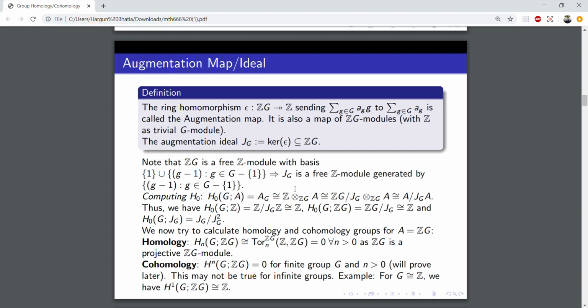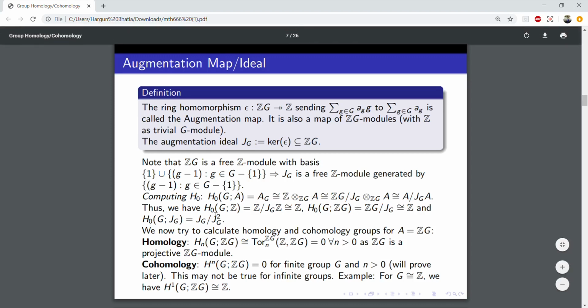Okay, so with this, let's try to compute some homology groups, the zeroth homology in particular. The zeroth homology of G with coefficients in A is just the co-invariants, which we have shown is isomorphic to Z tensored with A. Notice that this augmentation map is surjective. So Z is isomorphic to ZG modulo the kernel, which is this augmentation ideal. So you can write Z as ZG mod JG, tensored with A, which by the property of tensor product is A mod JG A.